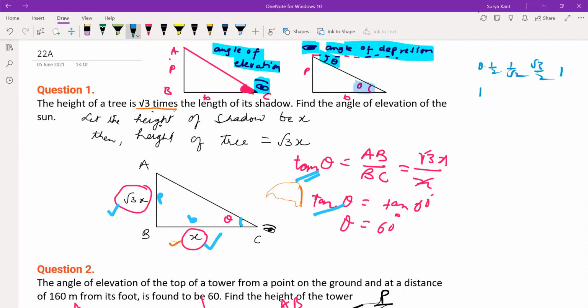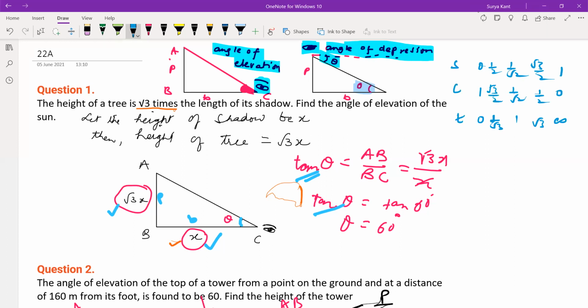And cos theta is just the reverse: 1, root 3 by 2, 1 by root 2, 1 by 2, and 0. And the third one is tan. Tan is 0, 1 by root 3, then 1, root 3, and infinity. These things only remember: sine, cos, and tan.